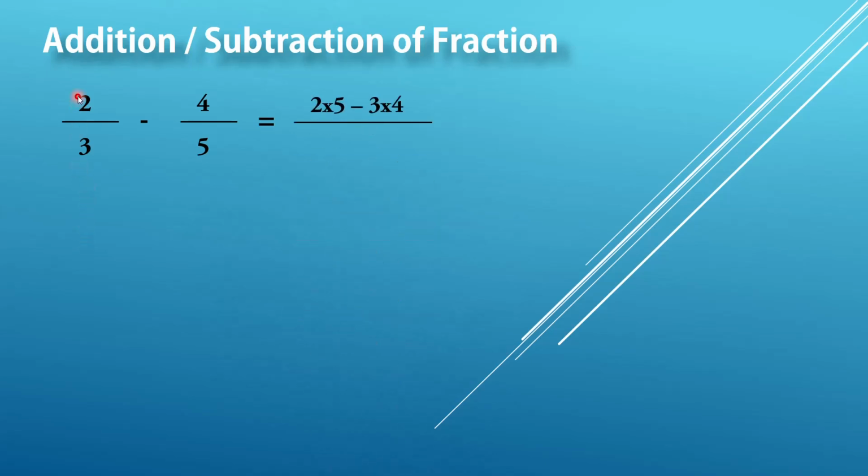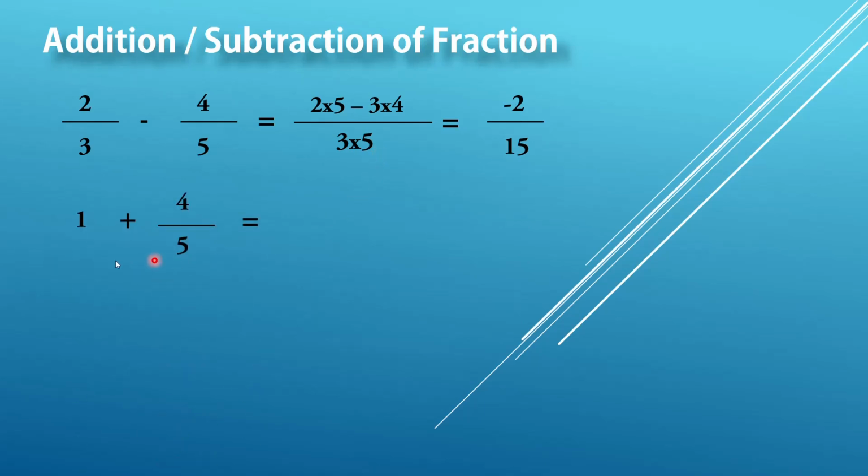First this one, 2 by 5 minus 3 by 4 divided by, now the multiplication of the denominators. So what can we do? 3 into 5. So what will be the result? So 2 into 5 will be 10, and 3 into 4 will be minus 12, and 15. So minus 2 by 15.